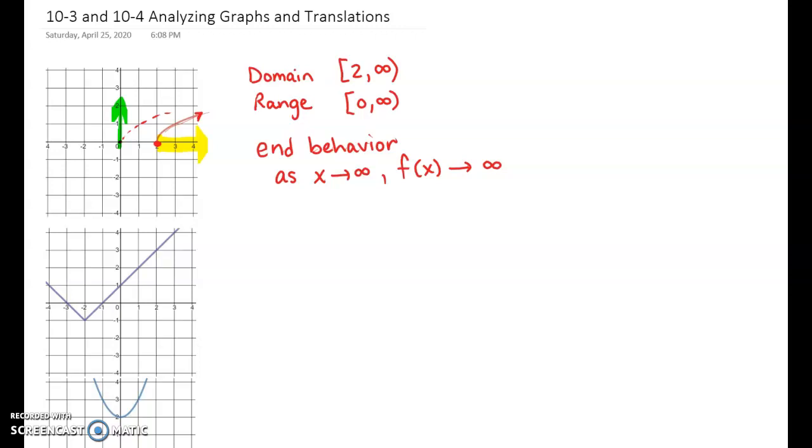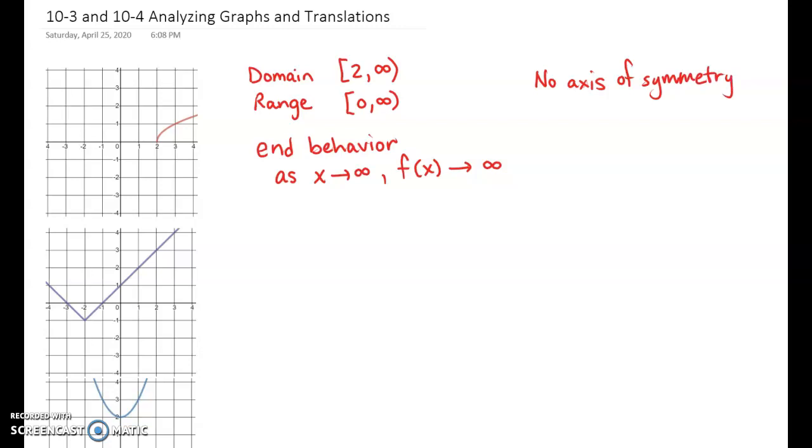I should also be able to tell whether a graph has an axis of symmetry. This particular graph has no axis of symmetry because I can't fold this graph in half anywhere and have it land on top of itself. So this graph does not have an axis of symmetry.